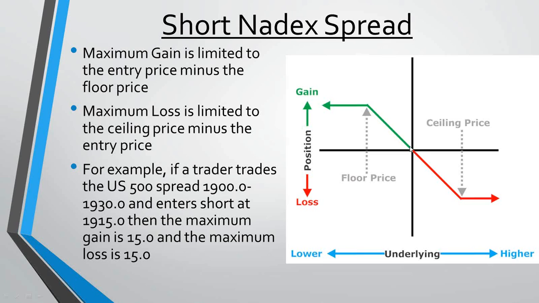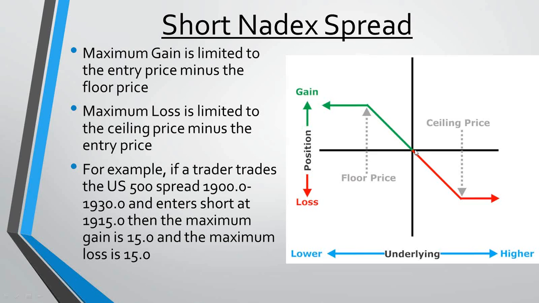So here's the entry price. Remember, you're short. So when you're short, you want the underlying to go lower. Your price goes into profitability on the left-hand side of the vertical axis and stops when the underlying reaches the floor price. Same thing, not in real time obviously, but for the example of this graph, this is all representing at expiration, okay? And then the same thing on the other side.